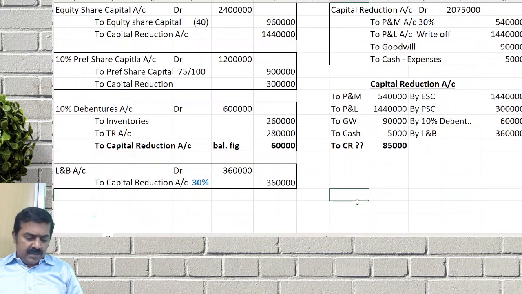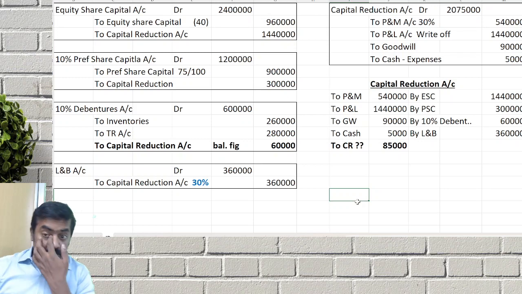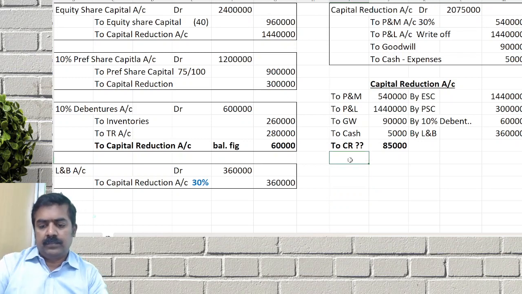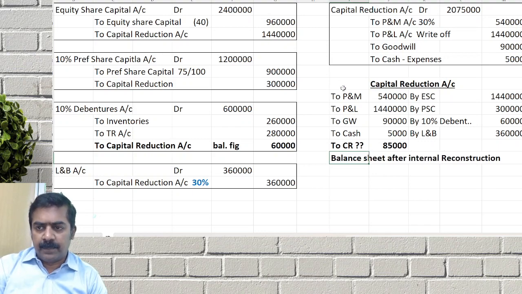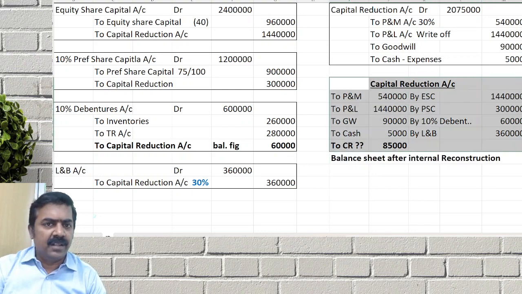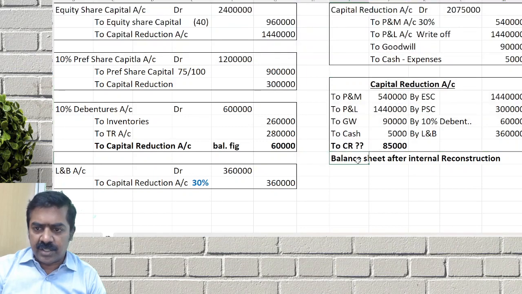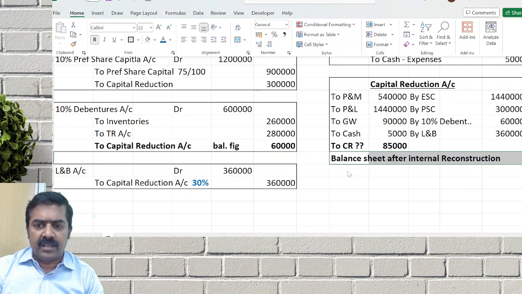Prepare the balance sheet after this. Please follow a proper format. Don't write like this in the exam. Okay, and you must write narration. Wherever they give you a journal entry, you must give what? Narration. Without that, you cannot write.